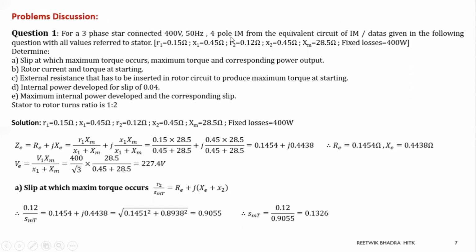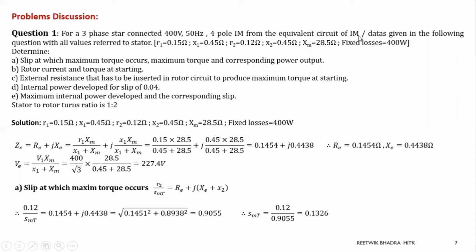4-pole induction motor. If you recall, I have given a chart for you to remember: 2-pole, 4-pole, 6-pole, 8-pole. Remember its synchronous speed always. I think it was 1500 RPM. No need to calculate again and again. You need to remember that table and write it down directly. So, 4-pole induction motor.